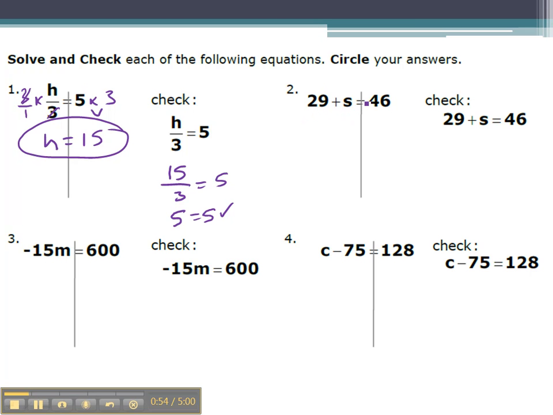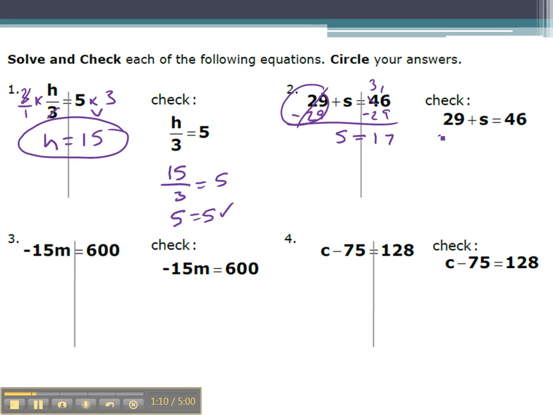Number 2, 29 plus s equals 46. I want to isolate the variable. I need to get that s by itself, so I need to subtract 29 from both sides. 29 minus 29 is 0, so we're left with s on the left side of the equation and 17 on the right side.